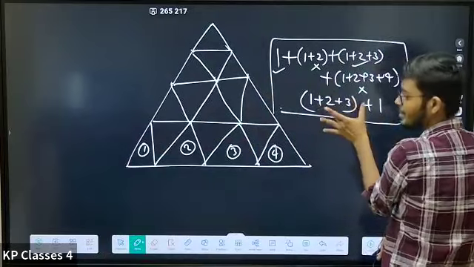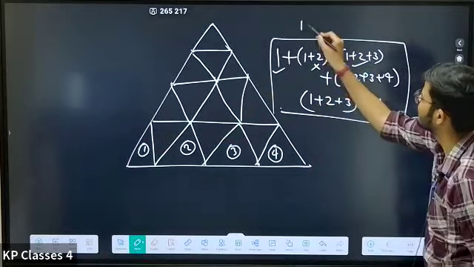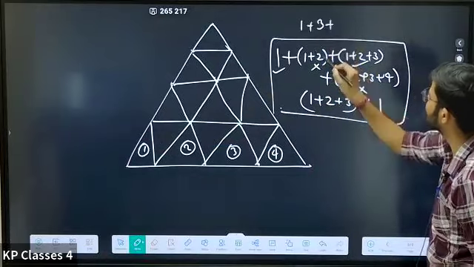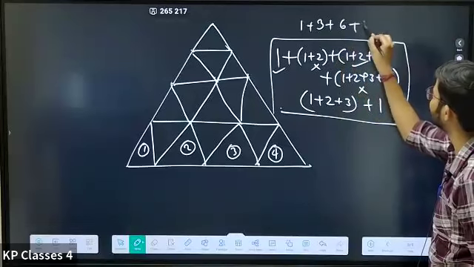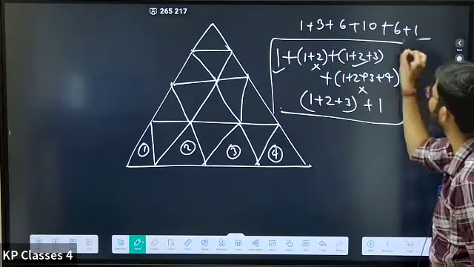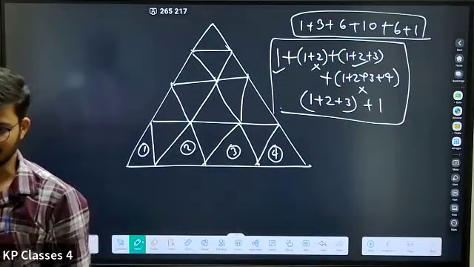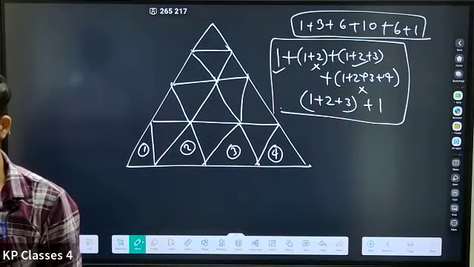Then counting in the alternate manner from the last: 1, 3. Then after that, 3 and 3, 6. Then after that, this 10 is there. Then after that, this 6 is there. And then after that, 1 is there. You can add it and you can get the answer. This is another type in case of a triangle.